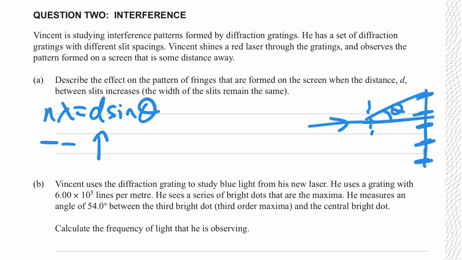So for an increase in d, in the distance between the slits, for the same n and lambda, you're going to see a decrease in the sine theta portion. So you're going to see a narrowing, because theta is going to decrease for sine theta decreasing, which means you're going to see those fringes coming in for a larger d. So the effect on the pattern of fringes, they will come closer together.